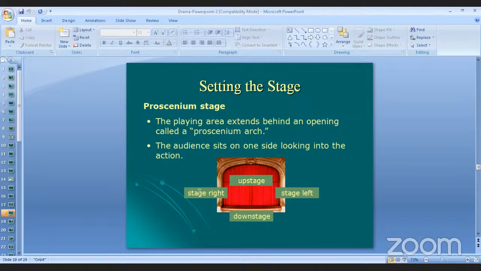Then, let us move on to the structure of plays. It can be a one-act play. It can be a five-act play. So one-act plays are plays that are short and which have to take place within a short period of time.